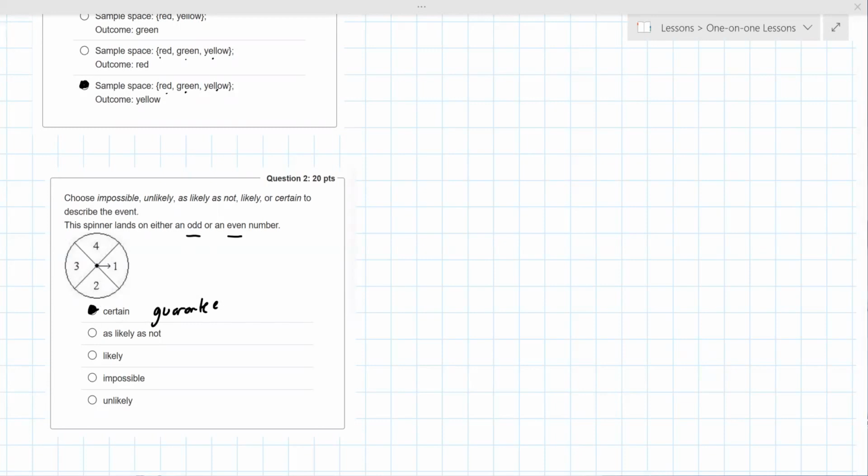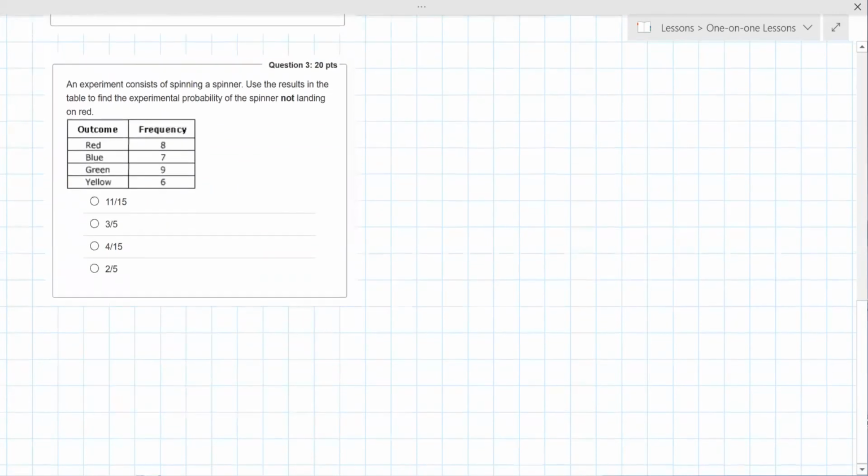I see. Because the arrow is pointing at an odd number. Yeah, that has nothing to do with that. As much as I like this area of math, it's very unclear the way most of these questions are written.